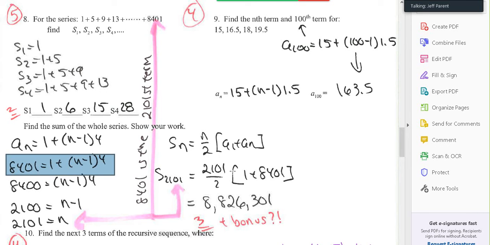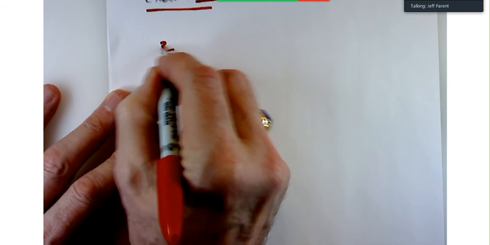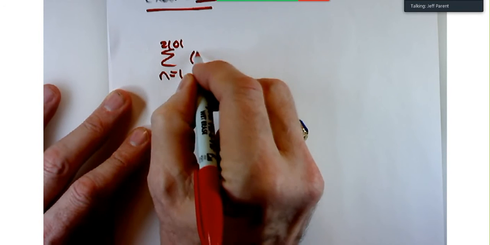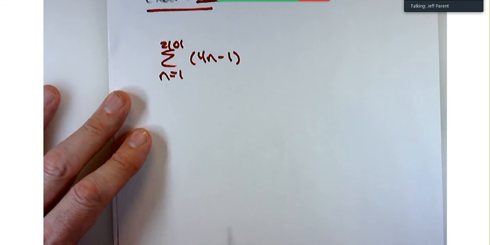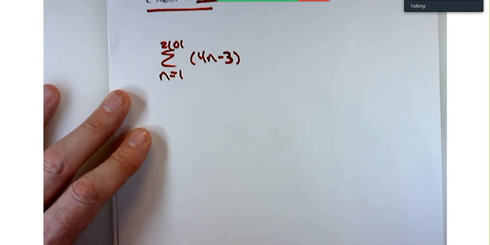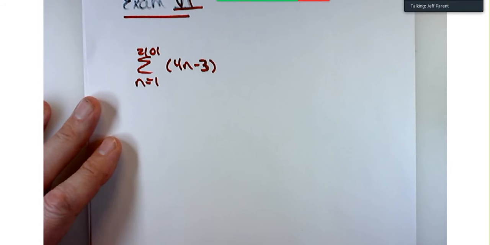Now there's another way that I could ask this question. I didn't on the exam, but this was exactly what I put forth in the review. So let's take a look at it in a different way. I could give you something like this. The sum from n equals 1 to 2,101 of 4n minus 1. How about 4n minus 3? At 4n minus 3, and ask you to do that.